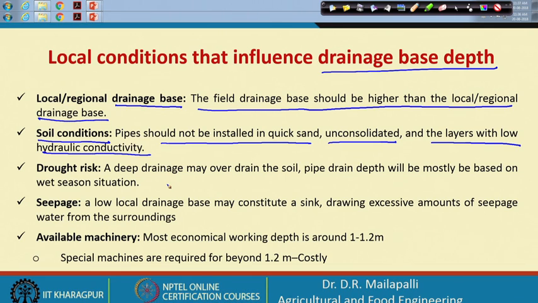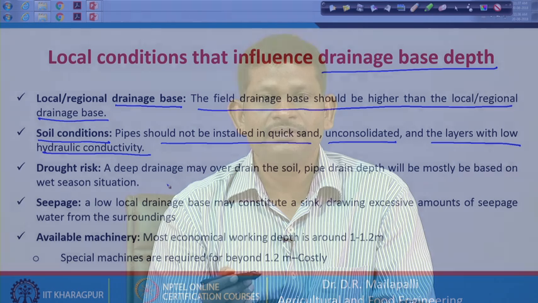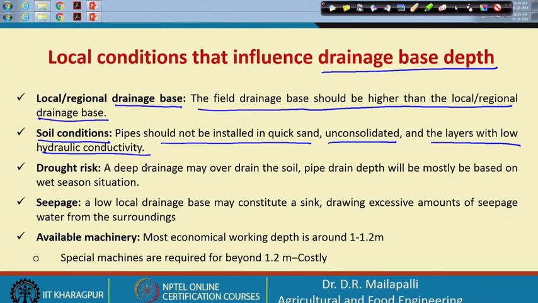If the pipes are installed in soils with low hydraulic conductivity, the water will not enter into the drain pipes, and that will be a problem for the drainage.